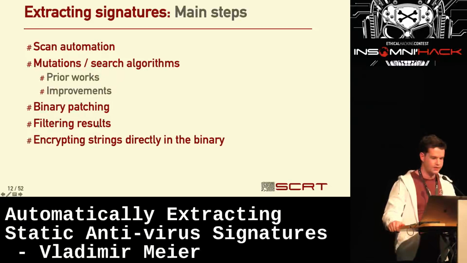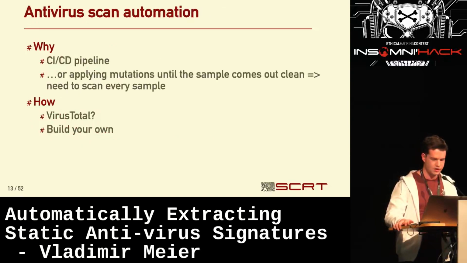So this is the way my talk is organized for the rest of the talk. The first thing that we have to do is to automate scans, because yes, maybe you run a red team and you have a set of tools that you have been using for years now, and you don't want to change, but you want to be aware when a set of tools gets detected by some antivirus. And more specific to this talk, we want to apply thousands of mutations on a sample until the sample comes out clean. And to do that, we have to automate scans, and obviously we won't do that manually.